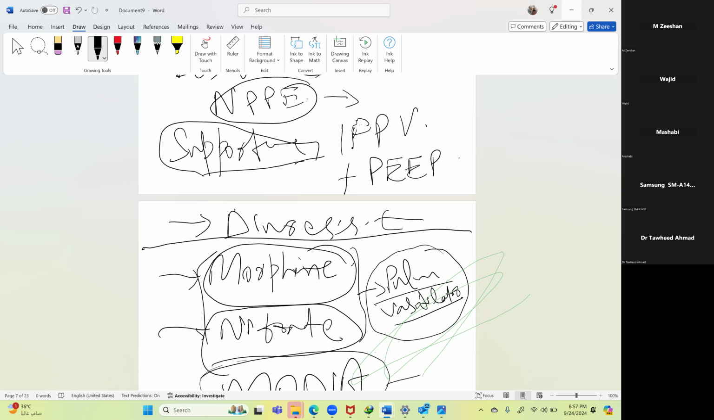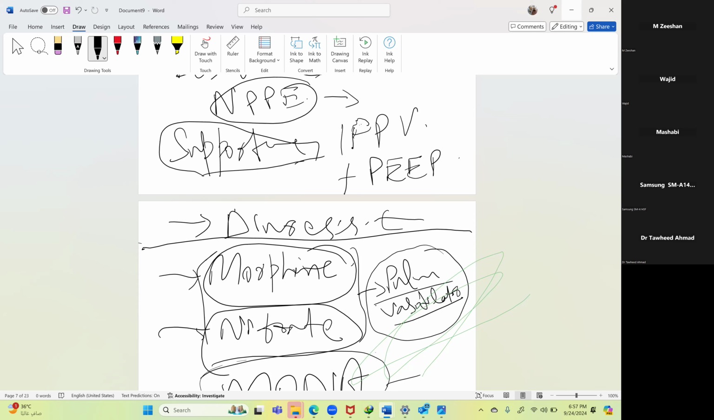If they are asking you more and more, what else? What else then to you? Otherwise, you stop here. Okay. Diuretics are not only for overload. Okay. Diuretics are to kick out the fluid which is there in the lungs. It's not necessarily a matter of overload.